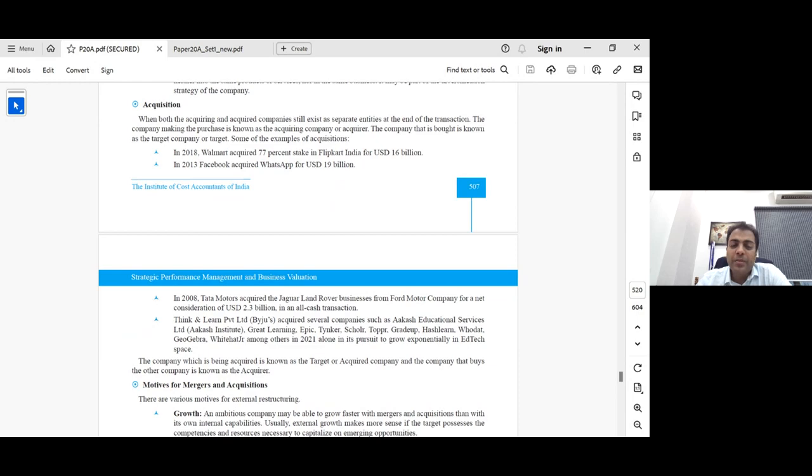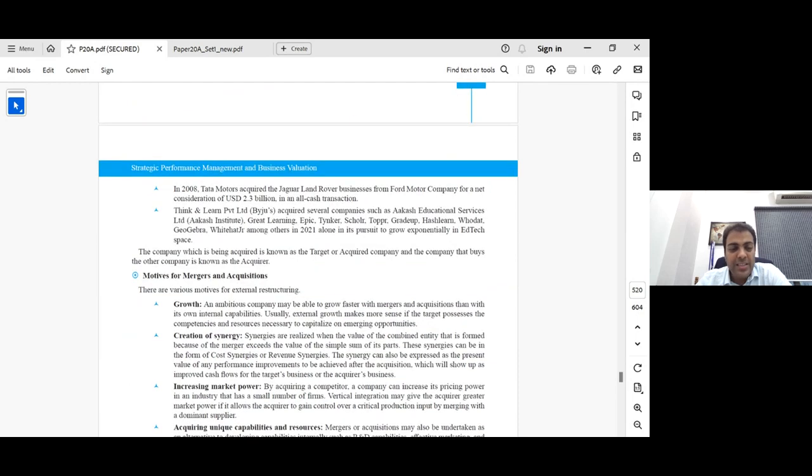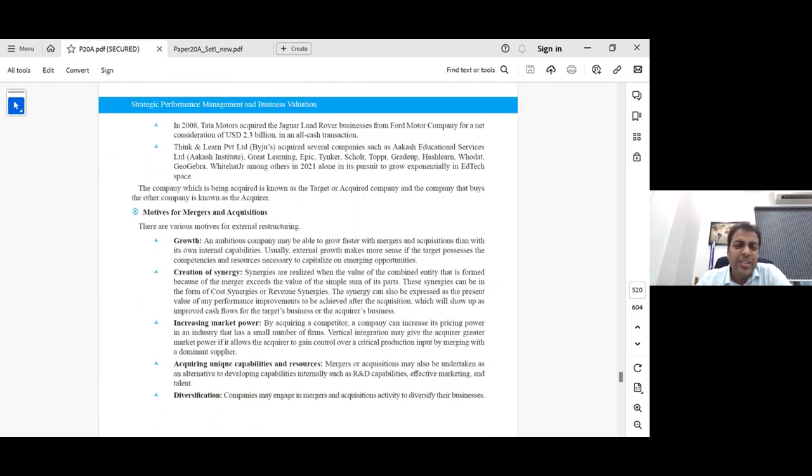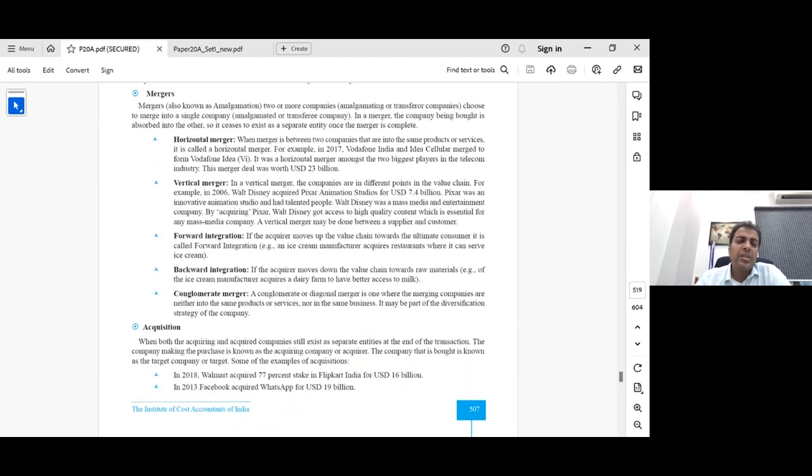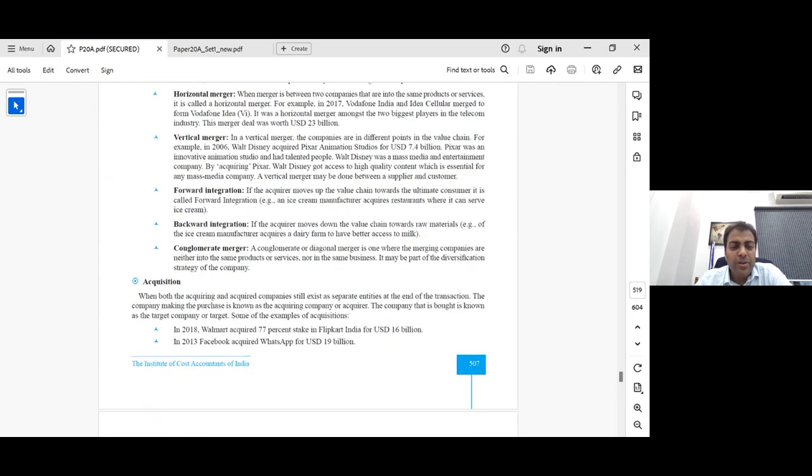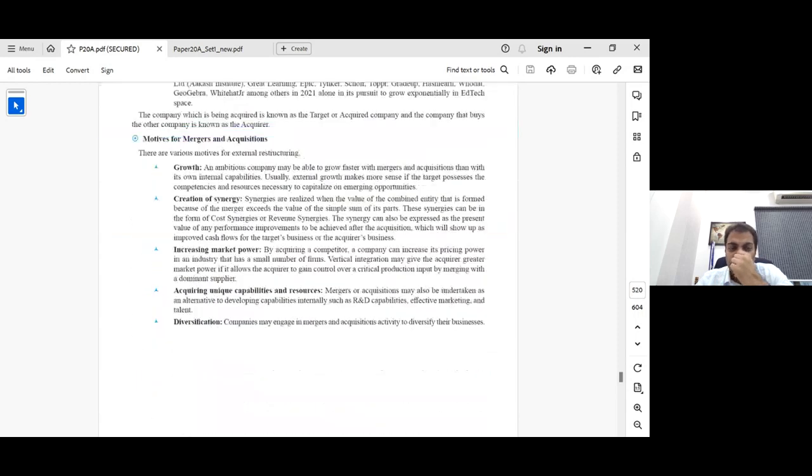We've given some examples of some interesting acquisitions and mergers that have happened. So you can expect some theoretical questions around the concepts. What is horizontal merger? What is vertical merger? What is forward integration? What is backward integration, etc.